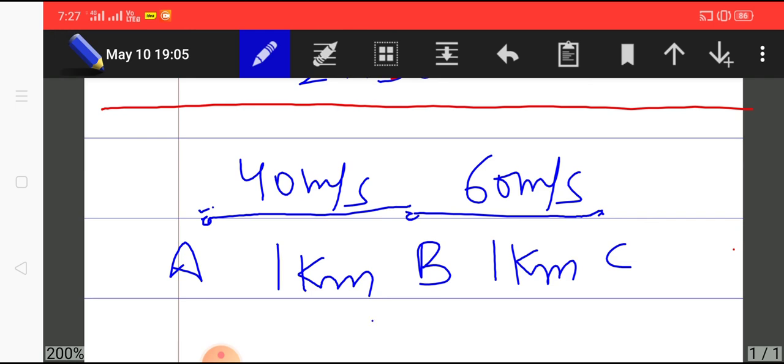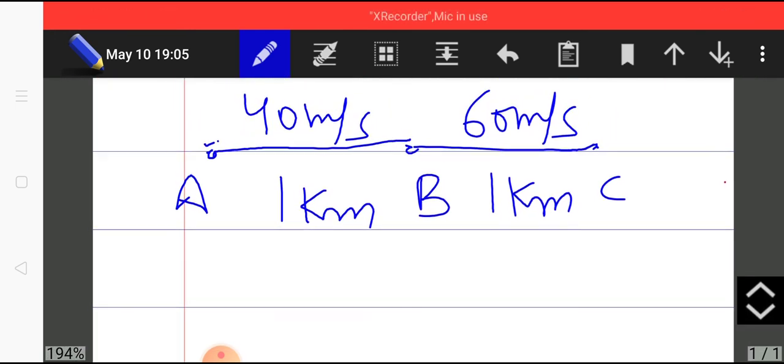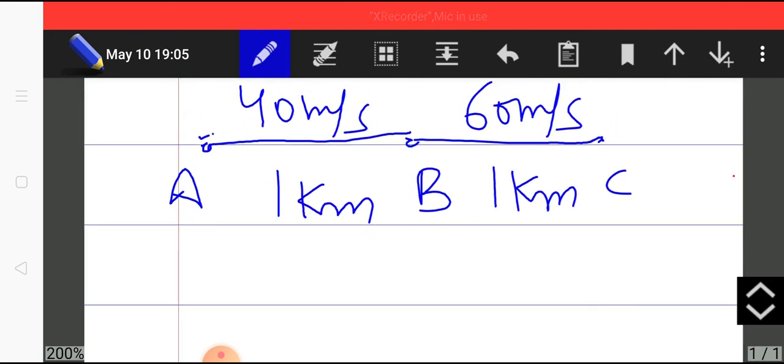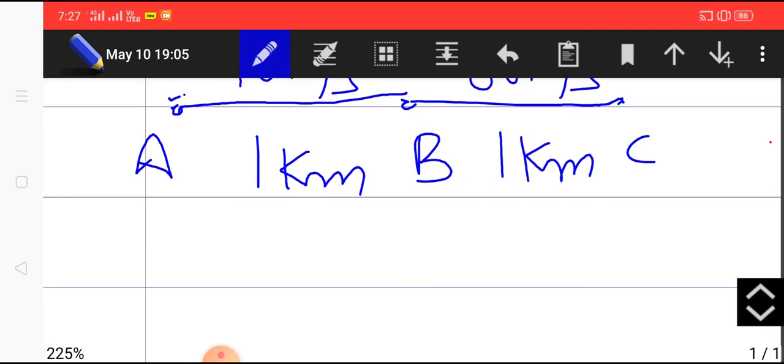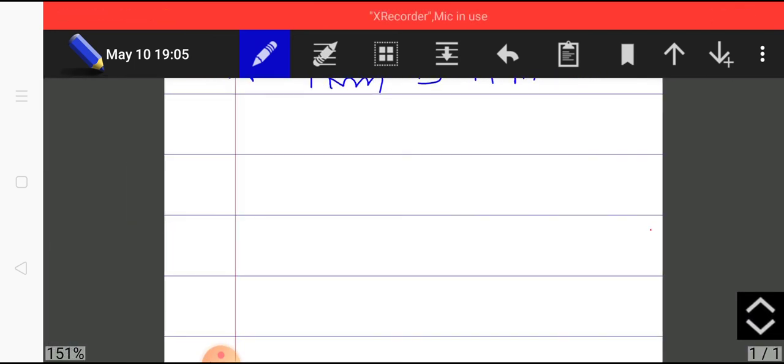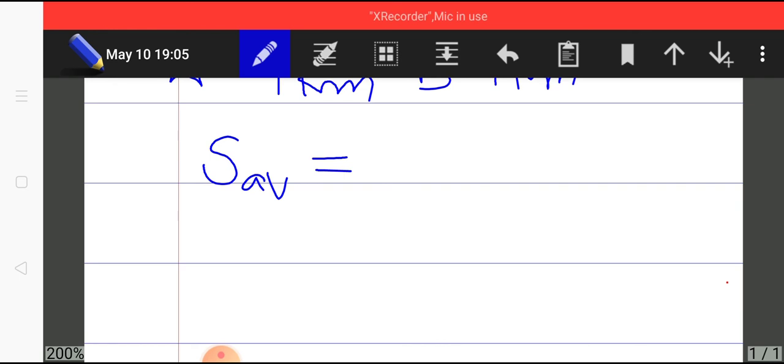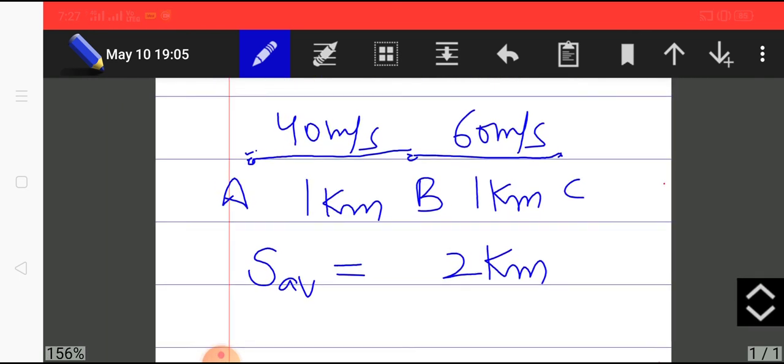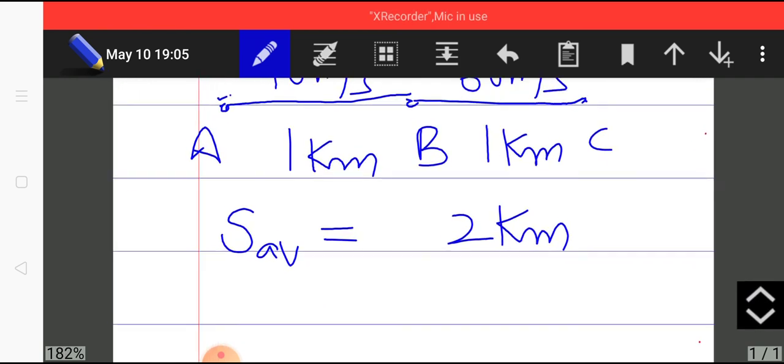So now what will happen? Will average speed again come equal to 50 meter per second, or will it be some different value? So let us check this. We'll again apply our simple formula. Average speed is equal to total distance by total time. This time for calculating average speed, total distance we already know, that is 2 kilometer, because as it is given, first kilometer and second kilometer.